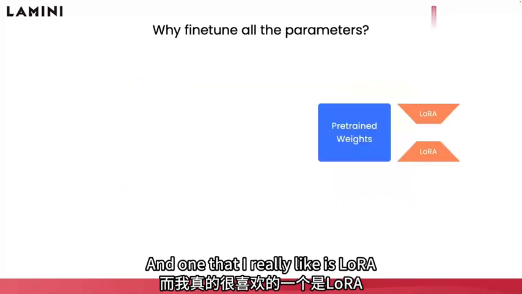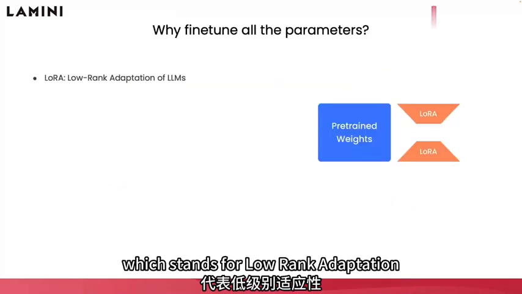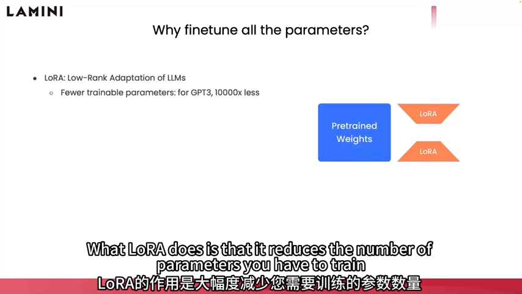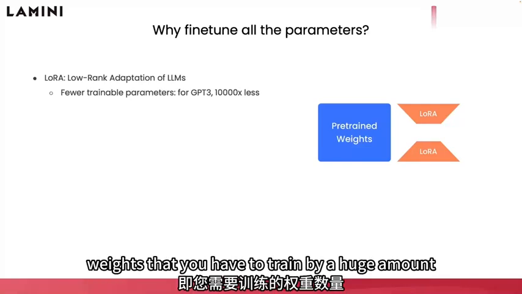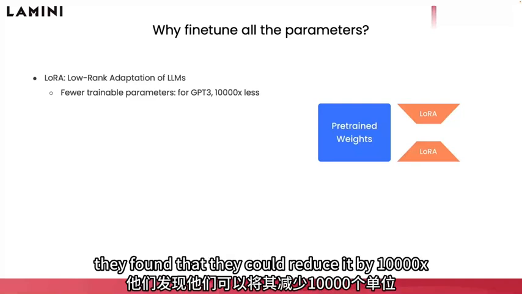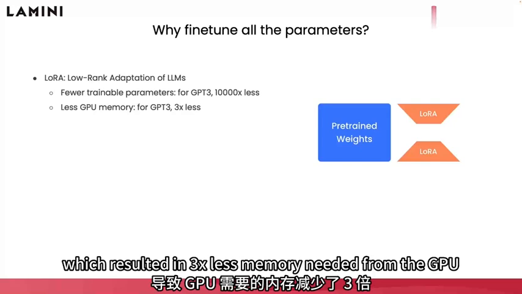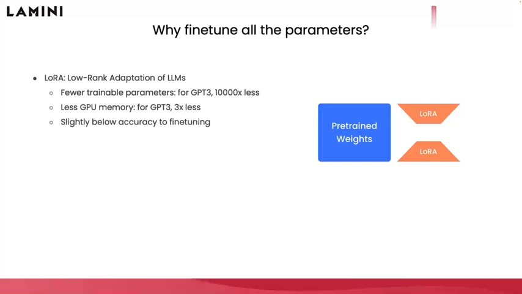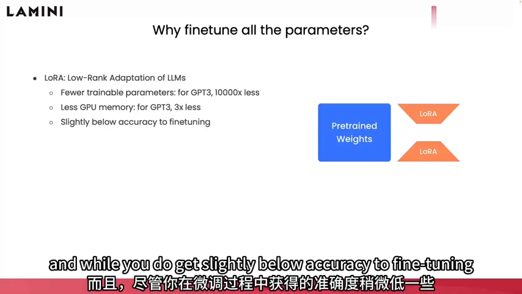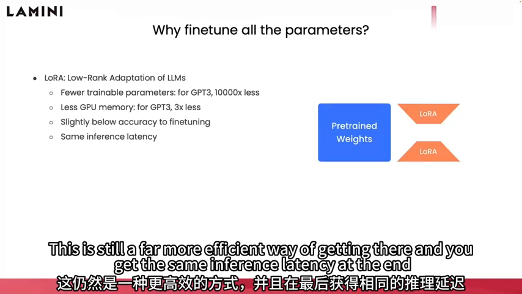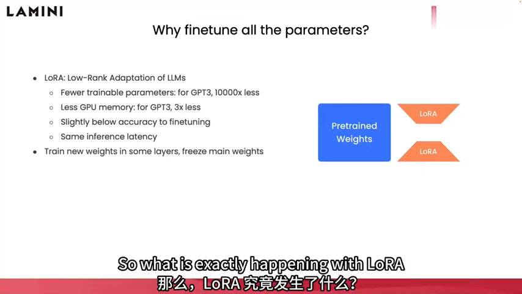Great, so maybe you thought that that was not enough for you, you want to work with much larger models. Well, there's something called PEFT, or parameter efficient fine-tuning, which is a set of different methods that help you do just that. Be much more efficient in how you're using your parameters and training your models. And one that I really like is LoRA, which stands for low rank adaptation. And what LoRA does is that it reduces the number of weights that you have to train by a huge amount. For GPT-3, for example, they found that they could reduce it by 10,000x, which resulted in 3x less memory needed from the GPU. And while you do get slightly below accuracy to fine-tuning, this is still a far more efficient way of getting there, and you get the same inference latency at the end.